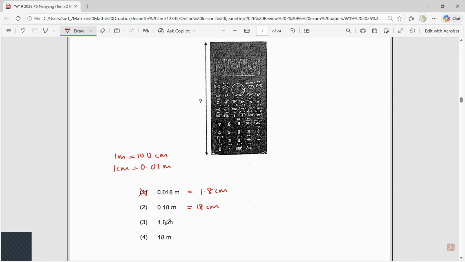1.8 meters is like the height of a person. So out. 18 meters is even longer. So out. So answer is 2. Okay, so this is about 18 cm, which is slightly longer than the length of a 15 cm ruler.